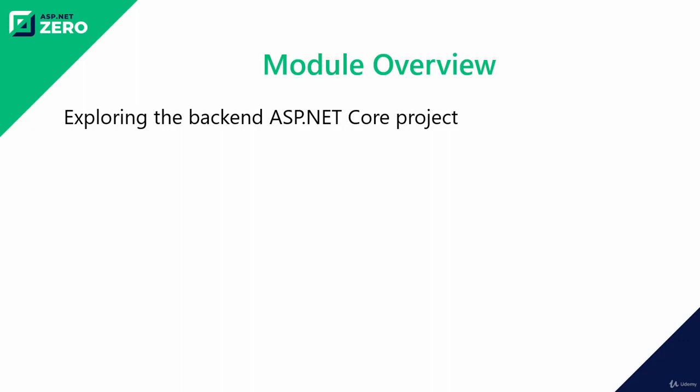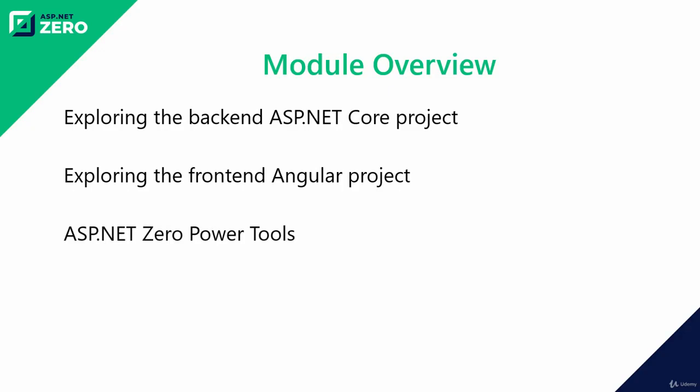First, we are going to take a look at the backend built with ASP.NET Core, and I'm going to show you the relevant parts of the architecture so that you understand how things are built. Next, we will do the same thing, but then with the client-side Angular code. In the final section of this module, I'm also going to show you the ASP.NET Zero Power Tools, a toolset built by the people behind ASP.NET Zero and used to get some scaffolded code directly set up for you. I hope you are ready.